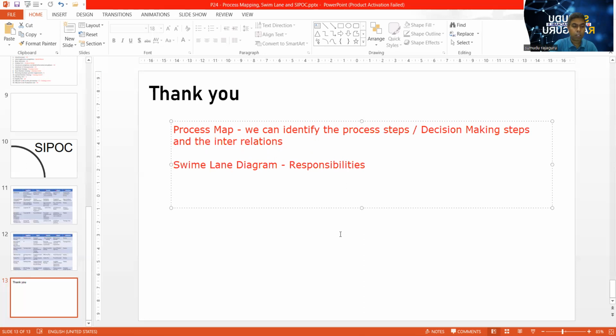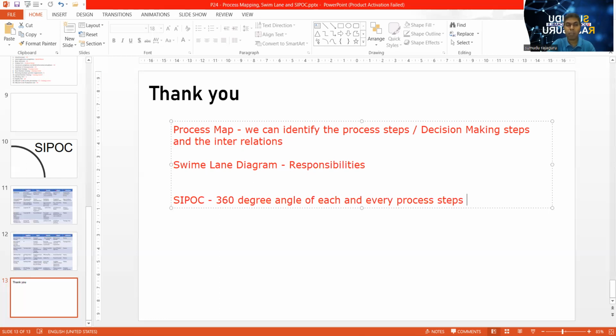Then when we draw the SIPOC, what is meant by SIPOC? It is called the SIPOC chart: supplier, input, process, output, and customer. Then we can understand the 360 degree angle of each and every process step. Okay. So again, I have to tell, if you want to develop the process, you have to make a process map, swim lane, and SIPOC.